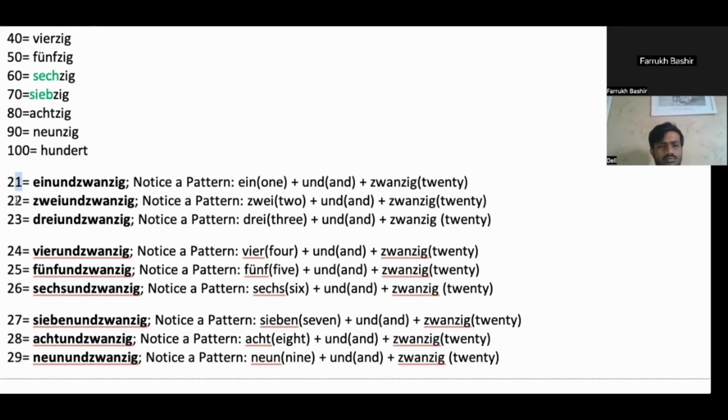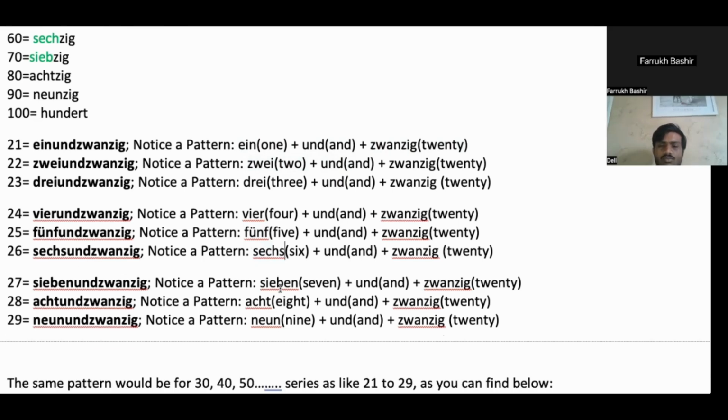You have to read the number first, 1 and then 20, meaning 1 plus 20. Ein und zwanzig. Und means and. Zwanzig means 20. 1 and 20. Here we have mentioned the pattern. Next is zwei und zwanzig. Technically, you have to learn zwanzig and the digits 1 to 9, and in between, you place und. Drei und zwanzig, vier und zwanzig, fünf und zwanzig, and sechs und zwanzig. I don't remove the last S here. And sieben und zwanzig, acht und zwanzig, and neun und zwanzig. So these are patterns from 21 to 29.